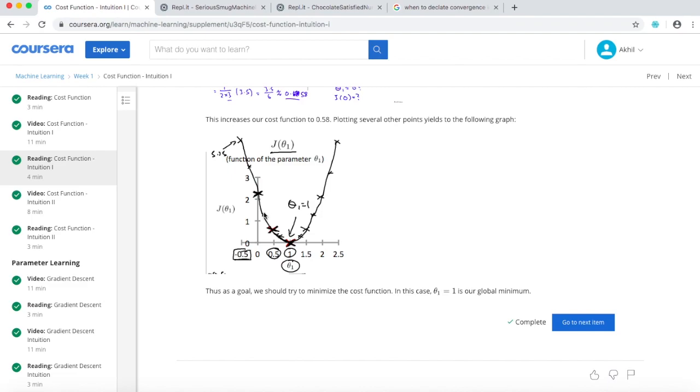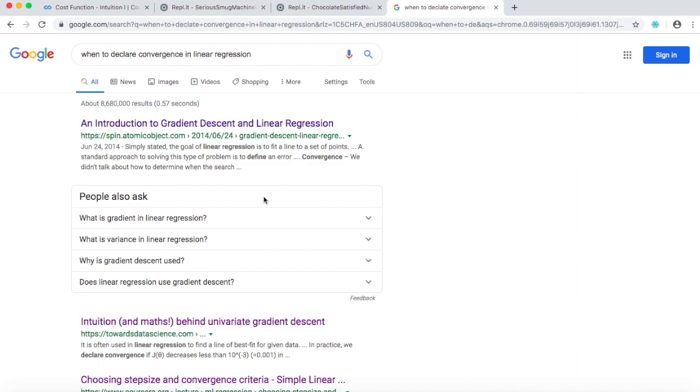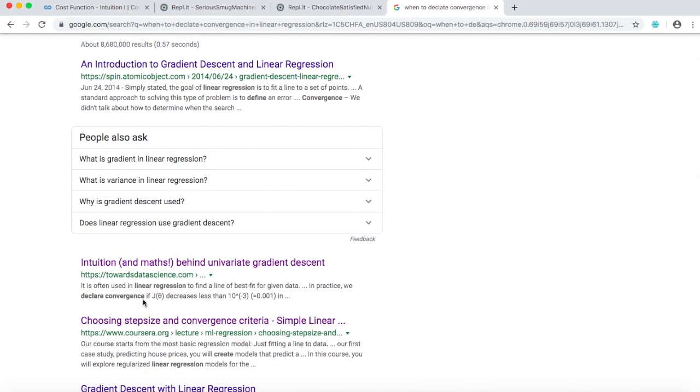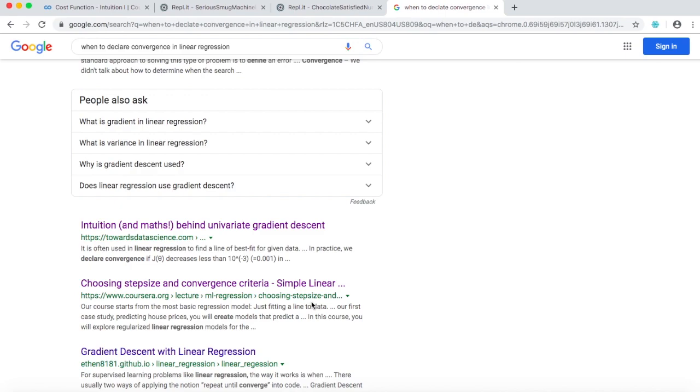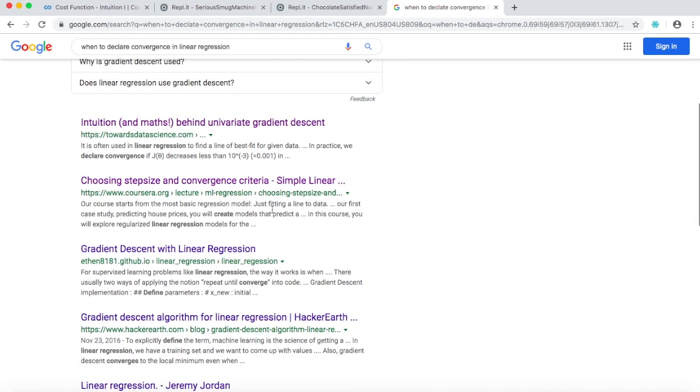And what I have done is I have Googled when to declare convergence in linear regression. We can see one here that says, in practice, we declare convergence if the cost, J of theta, decreases less than 10 to the negative 3 power. In other words, if the previous cost has decreased less than 0.001 compared to the current cost, then we can declare convergence. I would say that this number is arbitrary.